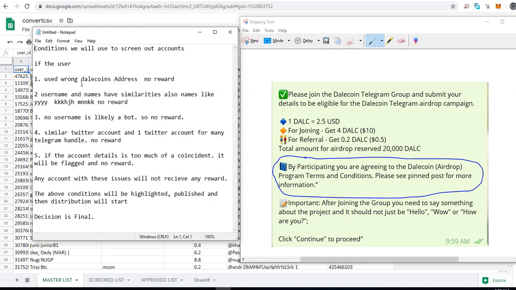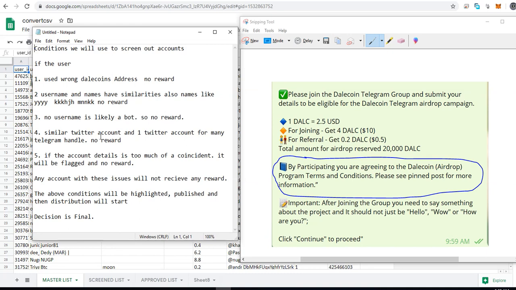Now, what is the screening method? If the user uses a wrong Dale coins address, no reward. Usernames and names having similarities, also names like YYY, fictitious names like this are suspicious names, so no reward. Now, any account that does not have a username is likely a bot, and we all know this to be true. If you don't have a username, then that means you want to register multiple accounts, so we suspect you as a bot, so no reward.